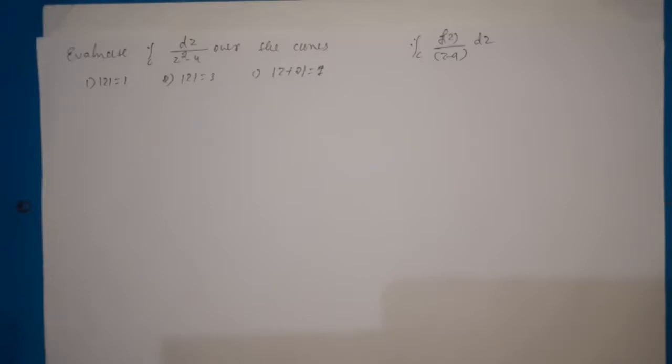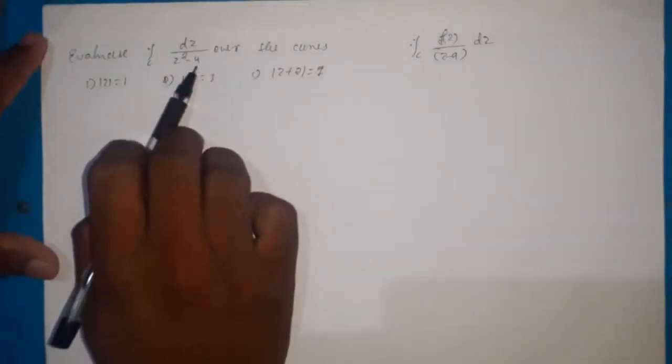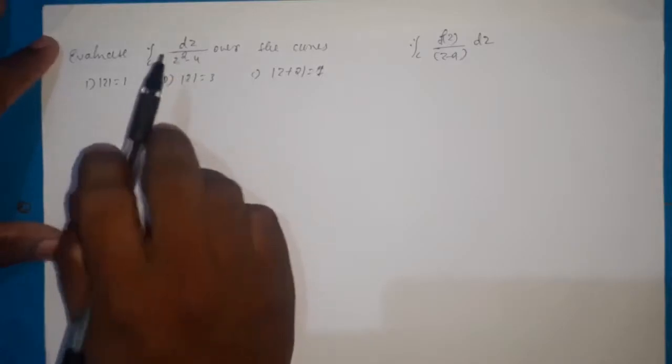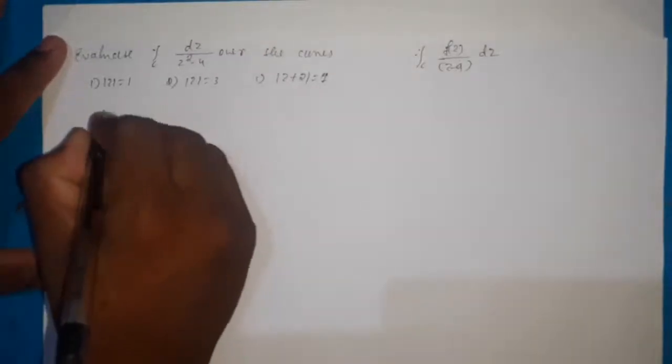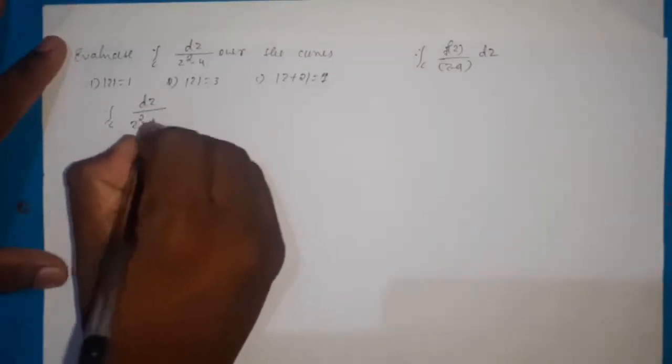So therefore we need to reduce the power of z in the denominator to 1, and then we need to proceed. And here the given curves are mod z equal to 1, mod z equal to 3, and mod z plus 2 is equal to 1. So here we cannot write directly the value of a because it is not in the standard form. That should be of the form z minus a. So now consider integration over c dz upon z square minus 4.